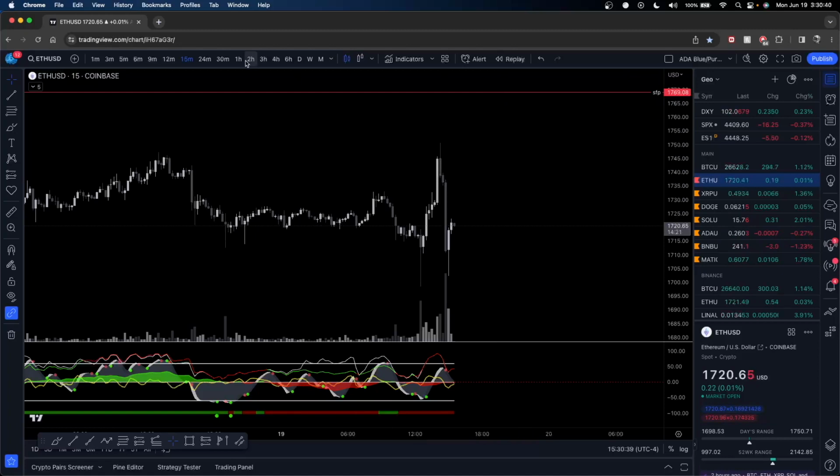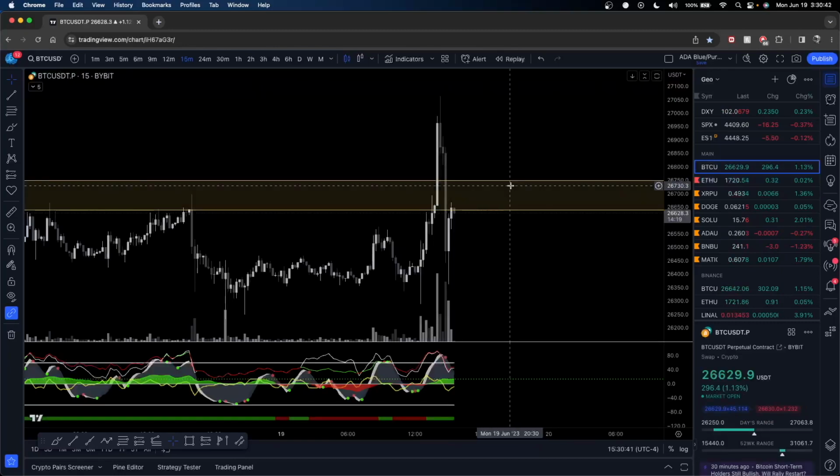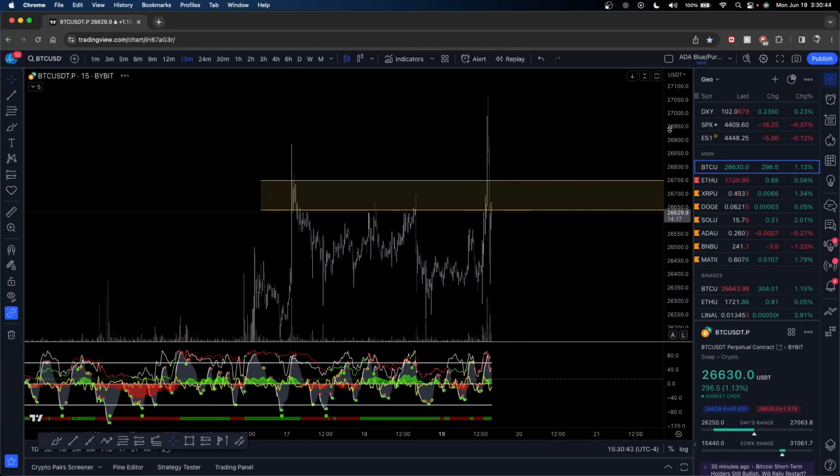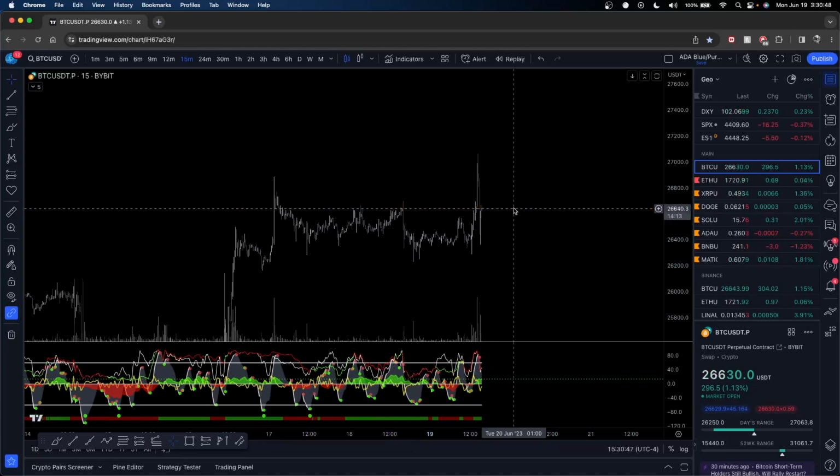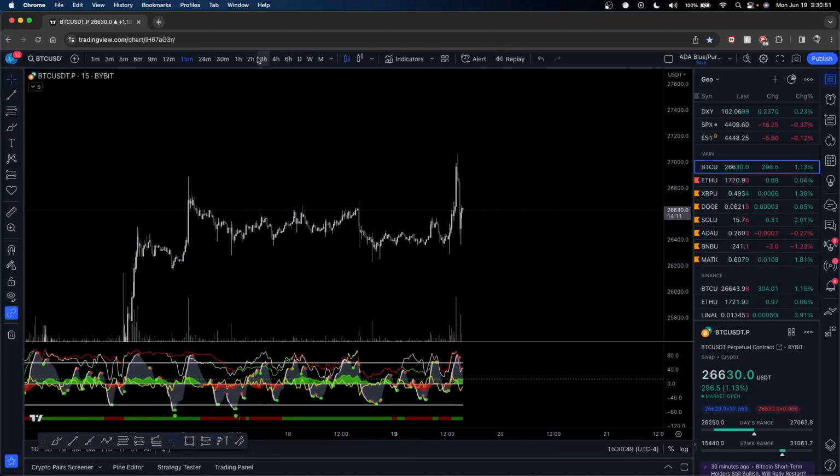Oh, a swing failure pattern. Yeah, let me actually go on Bitcoin. Yeah, swing failure pattern. Sorry. Let's go on Bitcoin.